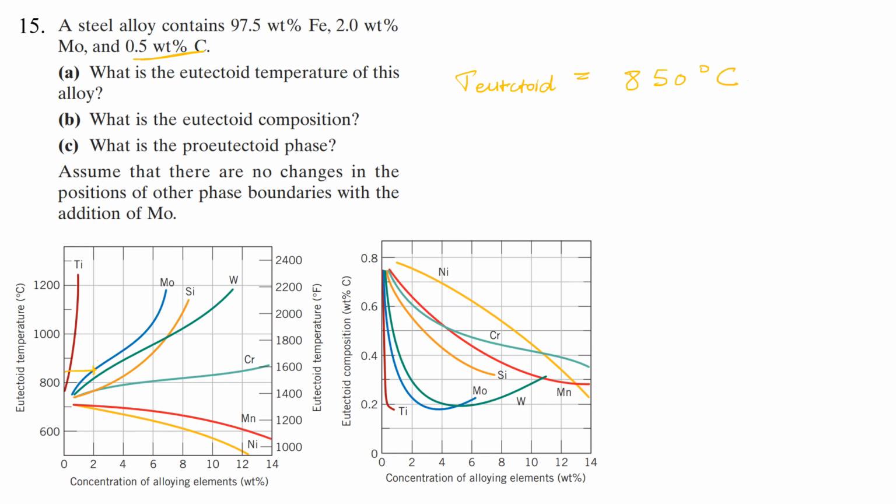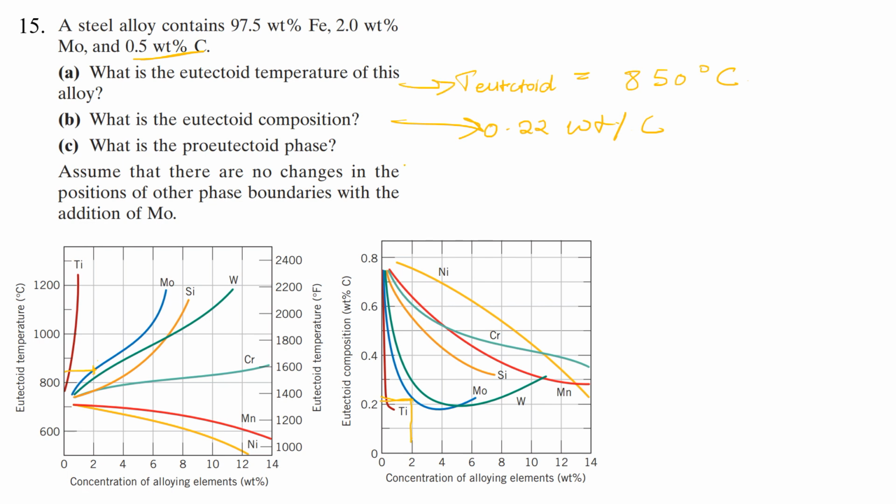What is the eutectoid composition? So at 850 degrees centigrade, similarly you have to take the molybdenum 2 weight%. So this is molybdenum 2 weight%. Right here, this comes out to be a eutectoid composition of 0.22 weight% carbon. What is the proeutectoid phase?